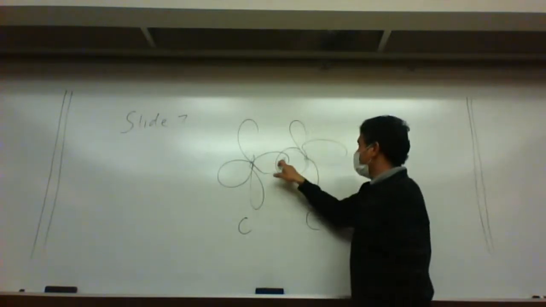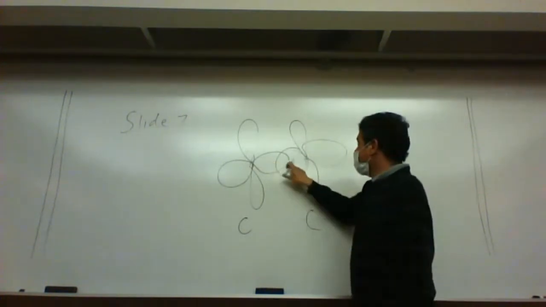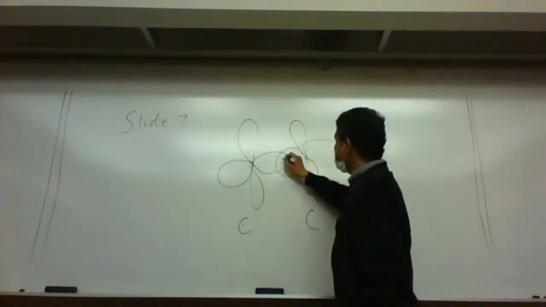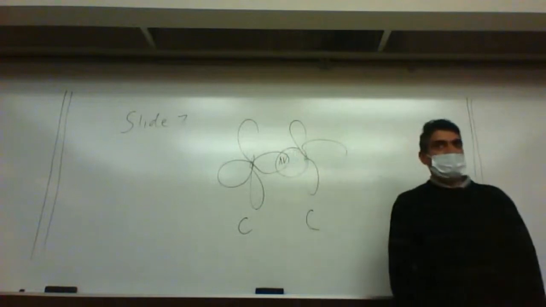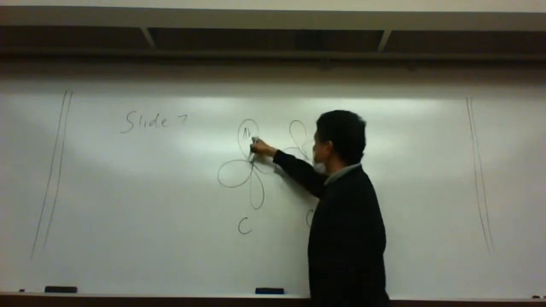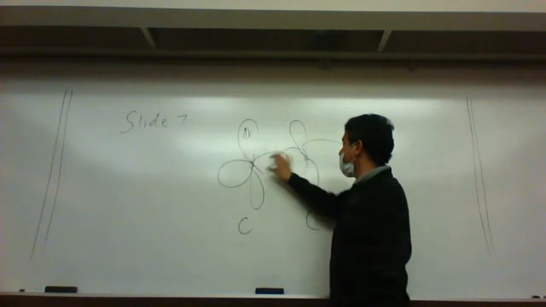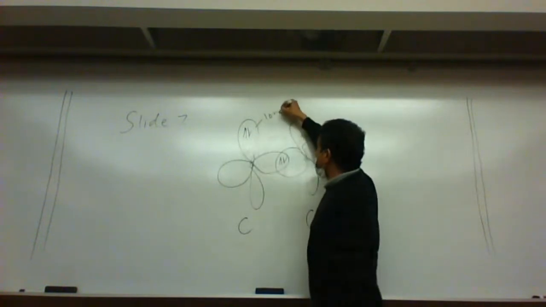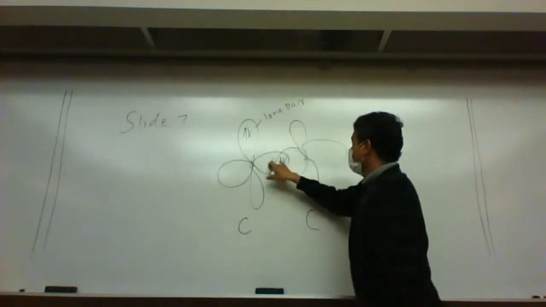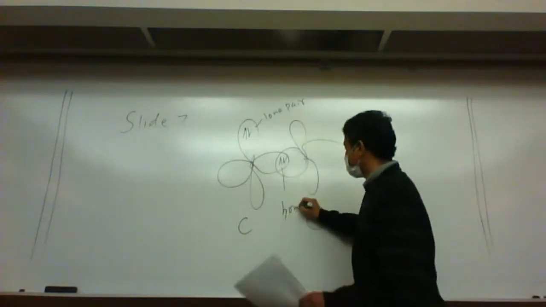If you see here, this one is overlapping with this one, right? So these two are overlapping. If the electrons are sitting right here, this is called a bond pair. But if the electrons are sitting here in a non-overlapping orbital, this is called a lone pair. If the electrons are sitting in the overlapping orbital, they are called the bond pair, like this.